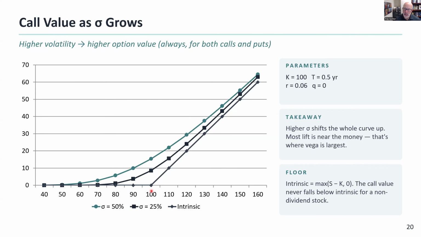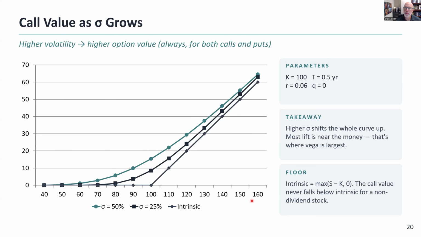And that's why the option market is fundamentally about volatility. It's a volatility market. Period. You'll also notice that the higher the volatility, it shifts the whole curve up, but it's mostly right at the money. That's where the sensitivity to volatility, or vega, is the largest. You can see the gap here. It's largest here, smaller out here to the right and left. It's much larger at the money.